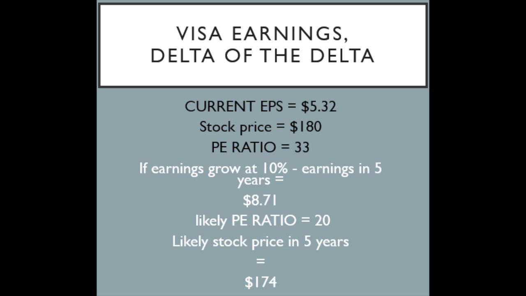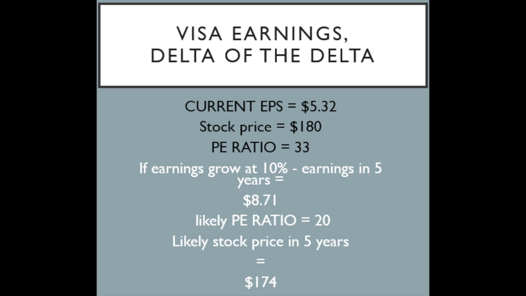For example, if Visa's growth, that is expected to be at 15% going forward, falls down to 10% per year, everything changes from an investing perspective, not from a business perspective, from an investing perspective. So this is counterintuitive because 10% of yearly growth is still amazing, but it might not be what is baked into the stock price. If Visa's earnings grow at 10% over the next 5 years, earnings per share would grow from the current 5.32 to 8.71, and not to 10.70, as it would be the case with 15% growth.